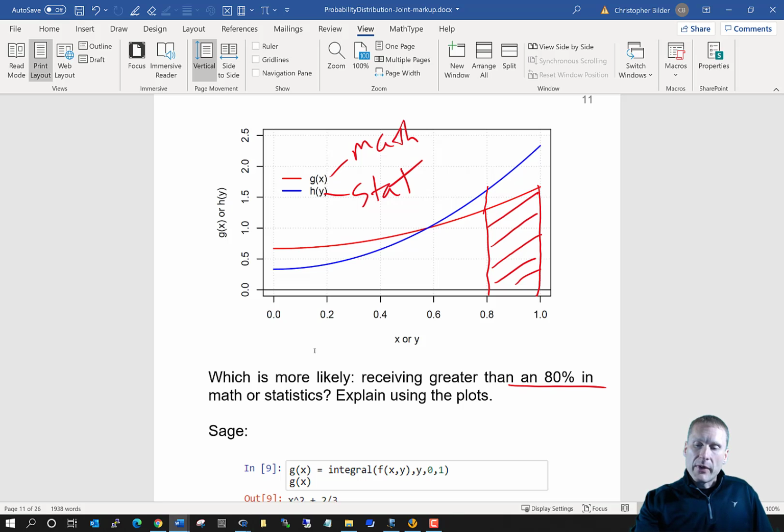Now the stat score, we can go up a little bit higher and also get the corresponding area. And so again, we're looking at the area underneath the blue curve all the way down to that horizontal line at 0. And so we can see that there is more area from the blue line down to the y-axis value of 0 than there is from the red line down to the y-axis of 0. So therefore, the probability of getting an 80% or above in a stat course is higher than it is for the math course.